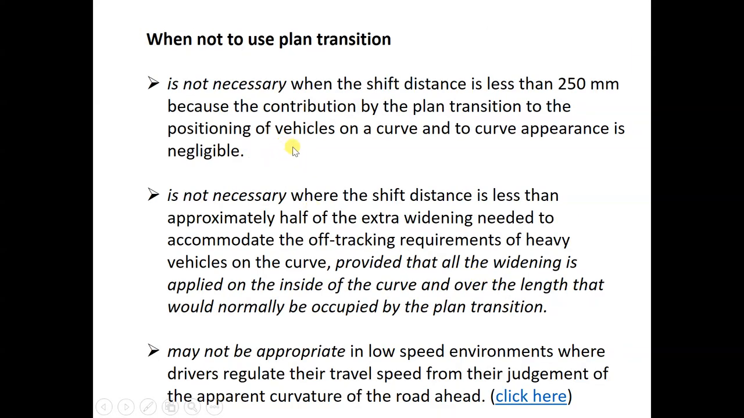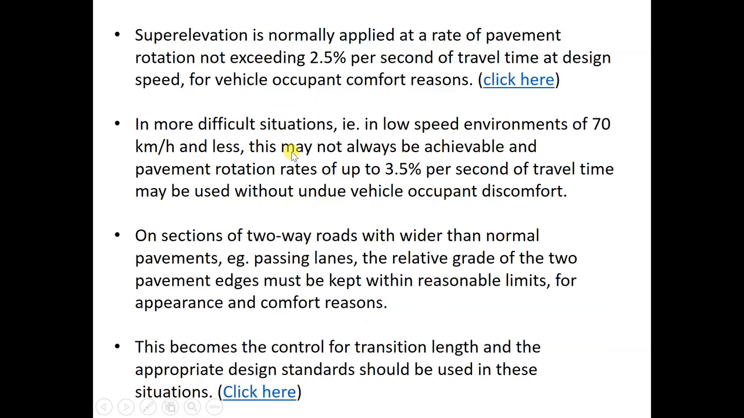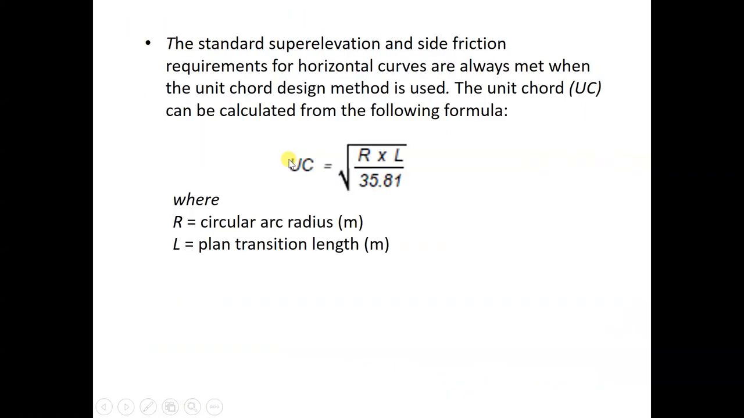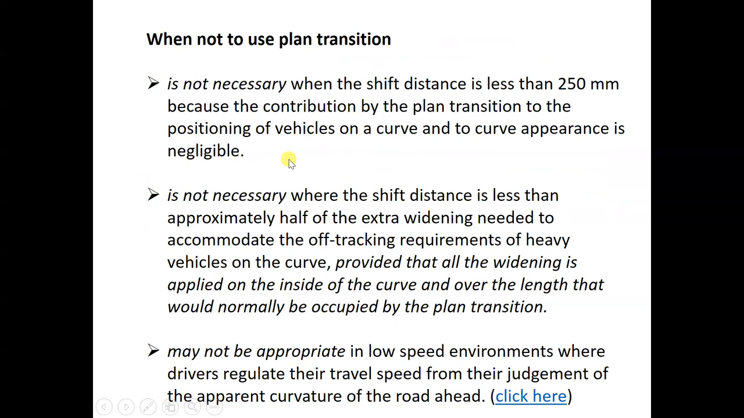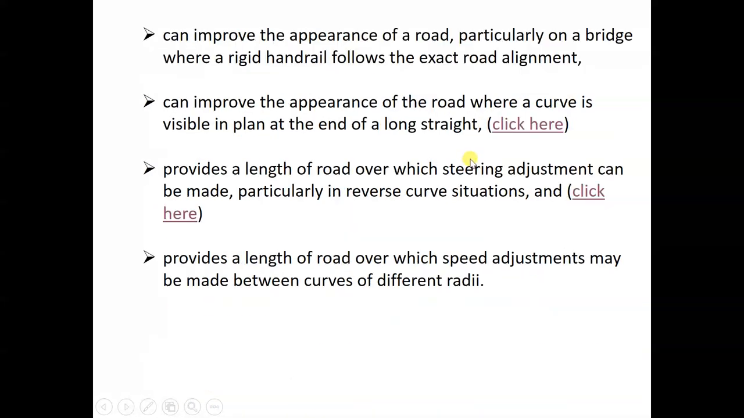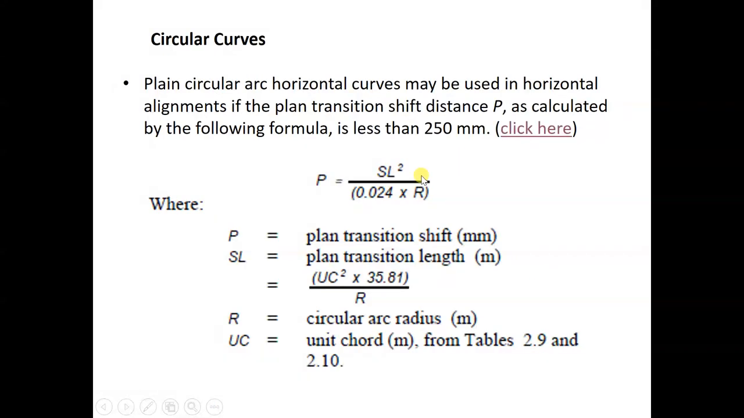When not to use the plane transition? Just now I think we have covered this. We don't use the plane transition when the shift distance is less than 250, which is this one. If it's less than 250, then we don't use the spiral. We just adopt the circular arc.